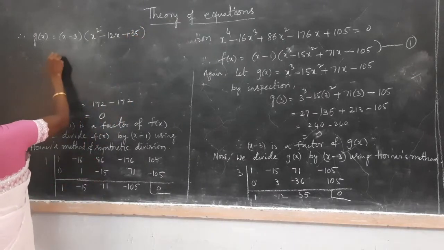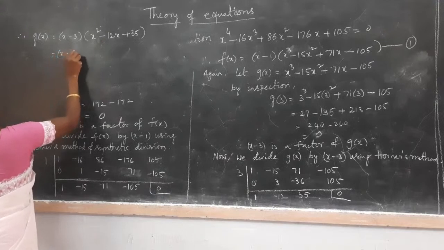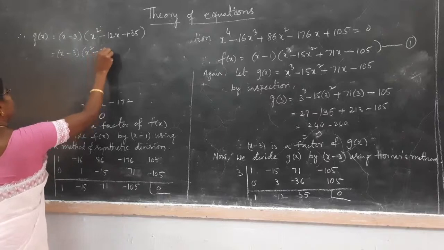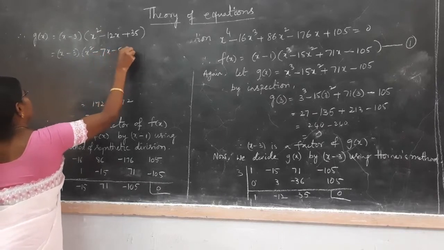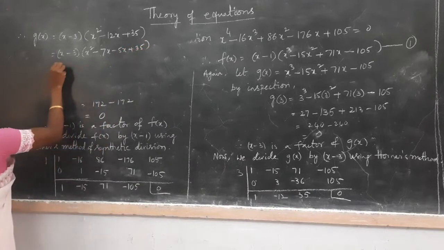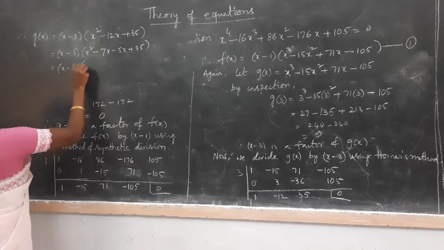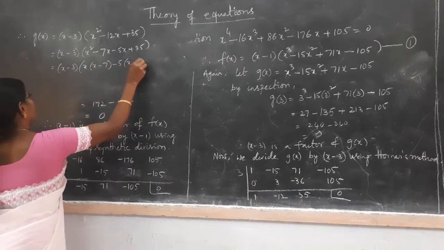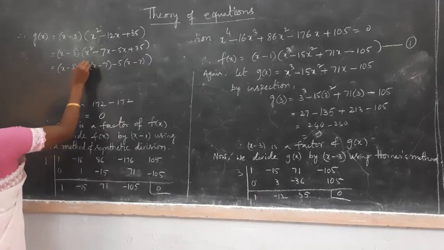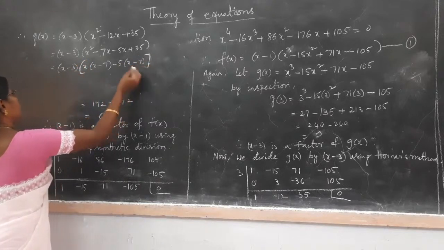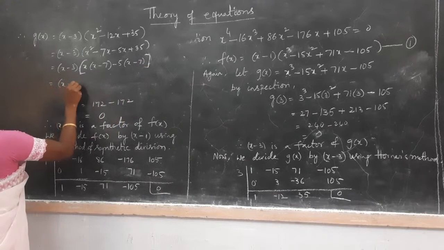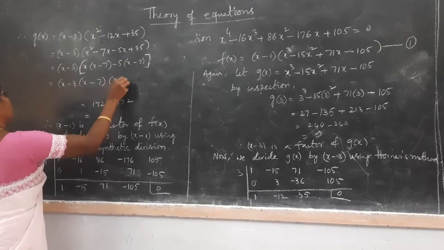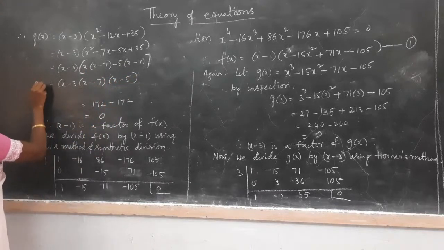This is a quadratic expression, and we can easily factorize it. Factorize: x square minus 12x plus 35 is x minus 7, minus 5 x minus 7. Go for it, you can do the factorization on the side. So taking x minus 7 common, we get x minus 5. This is g(x).